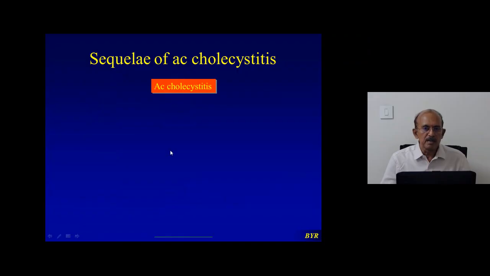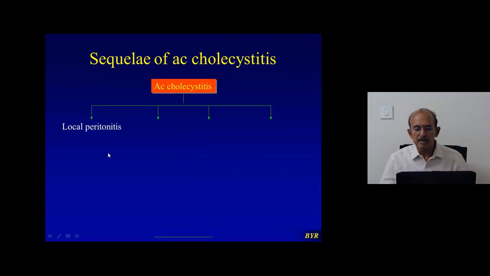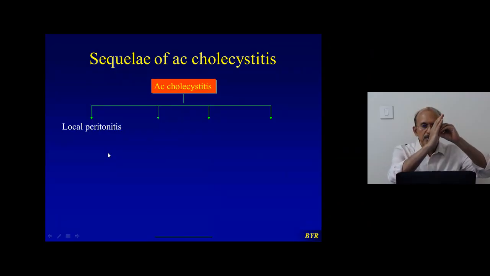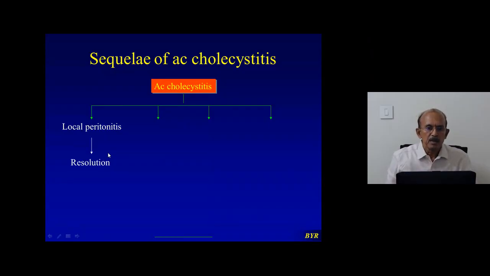Sequelae of acute cholecystitis. It may cause local peritonitis. That means the gallbladder is inflamed, the overlying abdominal wall is there, and the peritoneum is here. So the gallbladder fundus you have seen is projecting from the undersurface of the liver. That is in contact with the peritoneum. So it can produce inflammation of the parietal peritoneum here, in the right hypochondriac region. That is local peritonitis. This peritonitis may resolve or may progress to general peritonitis.